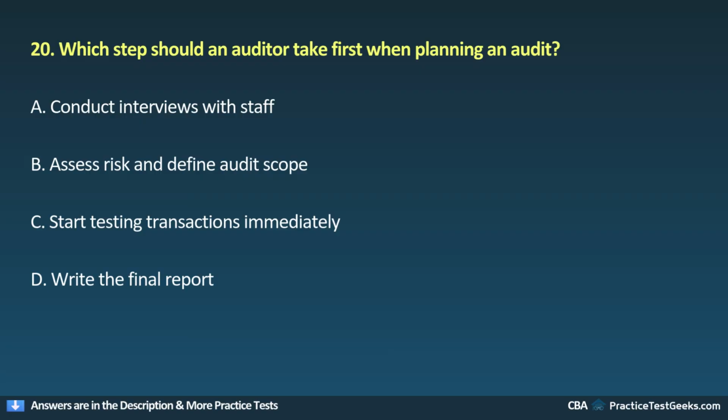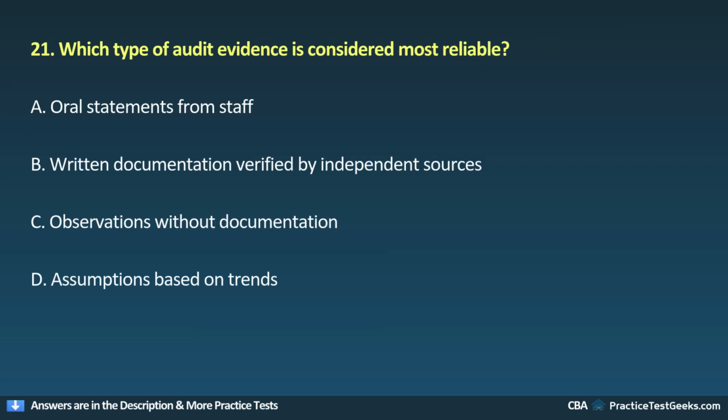A. Conduct interviews with staff. B. Assess risk and define audit scope. C. Start testing transactions immediately. D. Write the final report. 21. Which type of audit evidence is considered most reliable?